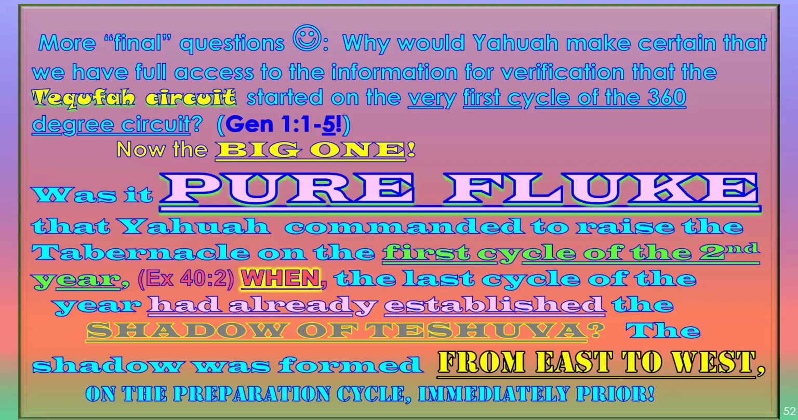Was it pure fluke that Yahuwah commanded to raise the tabernacle on the first cycle of the second year, in Exodus 40, verse 2, when the last cycle of the year had already established the shadow of Teshuva? The shadow was formed from east to west on the preparation cycle immediately prior. Was this pure fluke? Did it just kind of happen that way? Or was this planned before Earth was even spoken into existence? Was that seed already there from Zion?